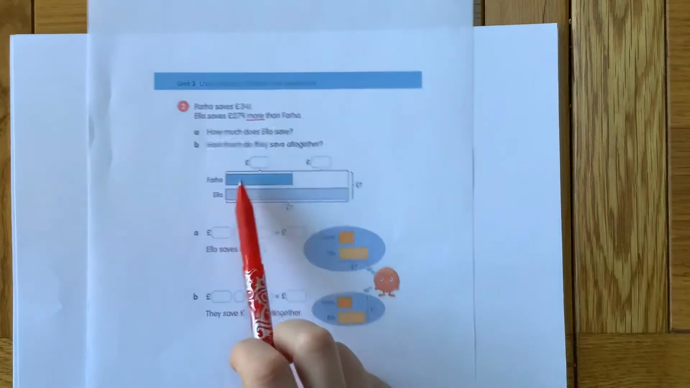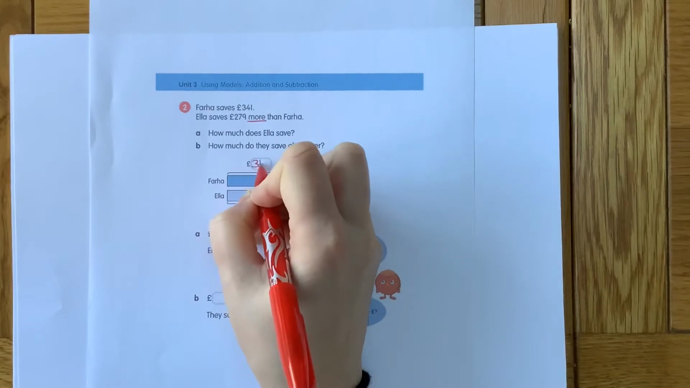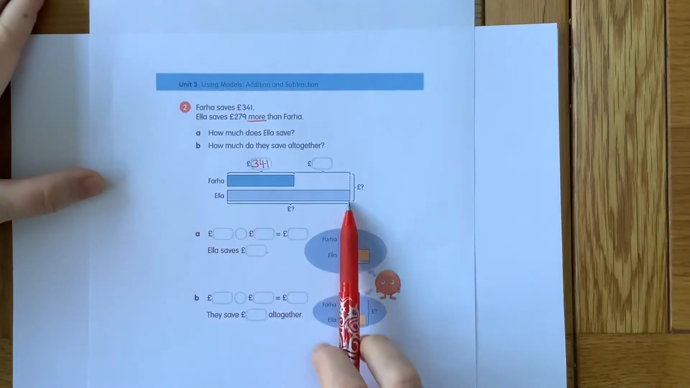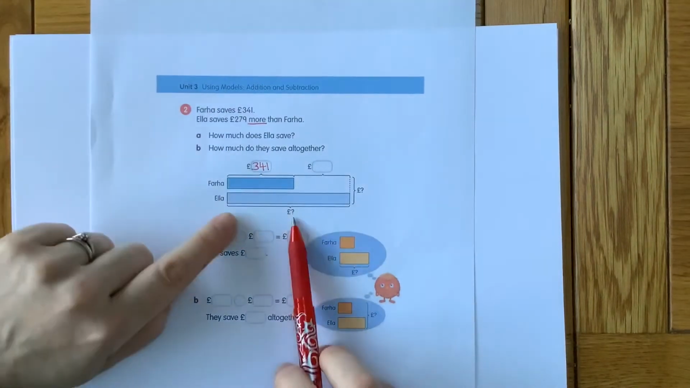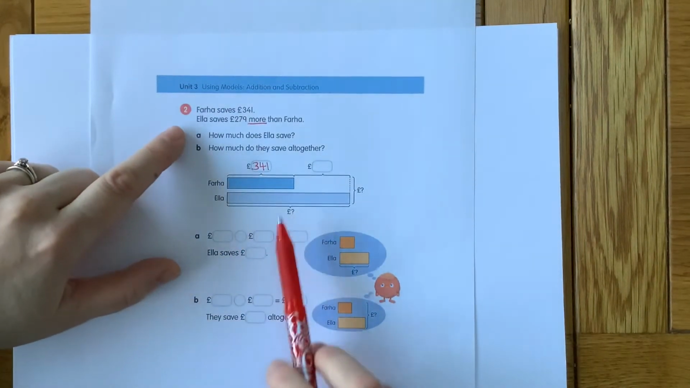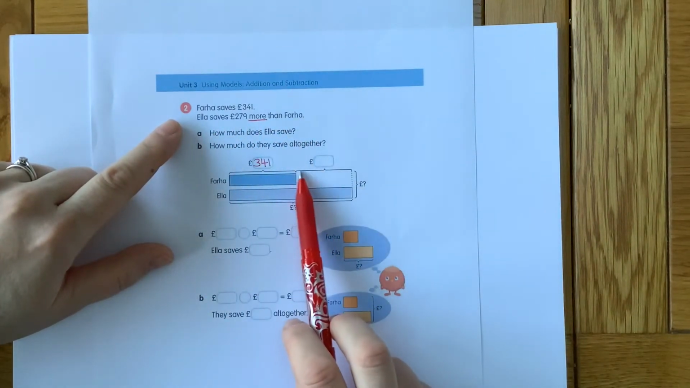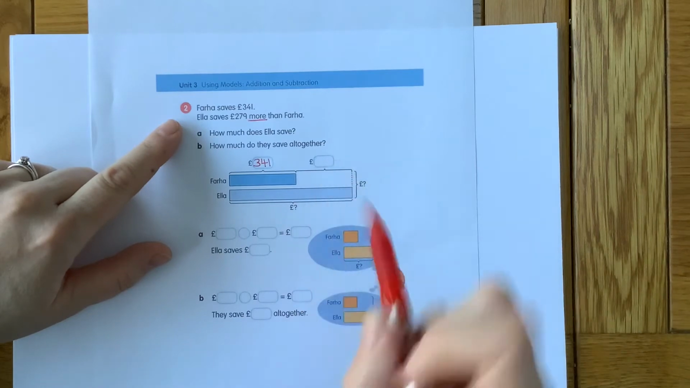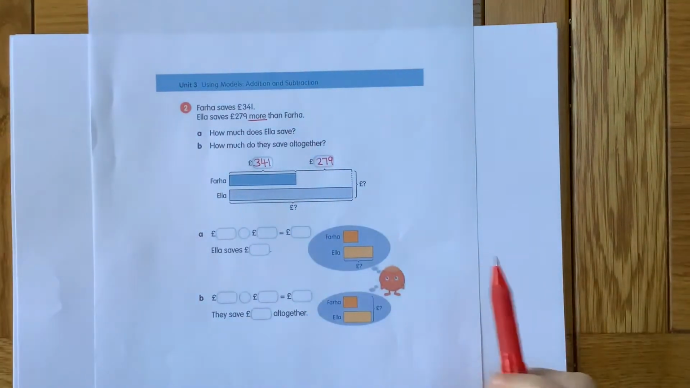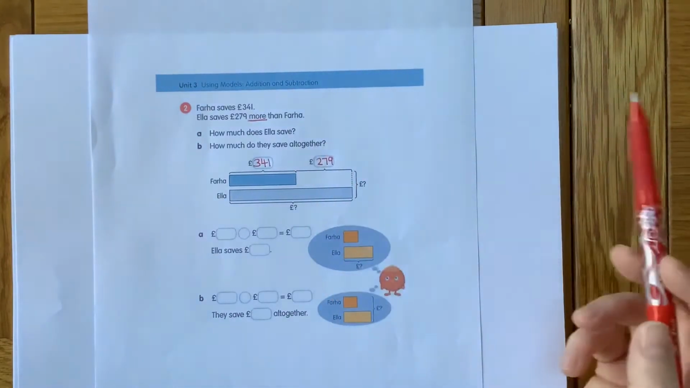So do we know how much Farah saves? Yes, £341. So we're going to put that in there. Do we know how much Ella saves? No, that's what we want to find out. So this is going to be the bit that we're trying to work out. We do know, though, how much more than Farah Ella saves. So we do know the difference between the two bars is going to be £279. We don't know how much they save altogether. We'll come to that at the end.